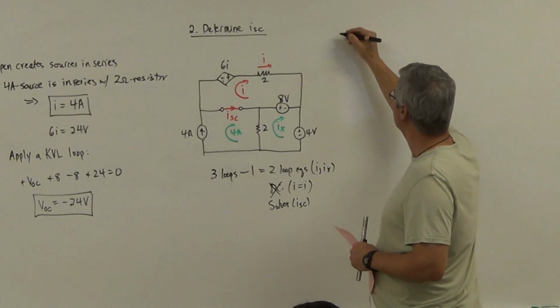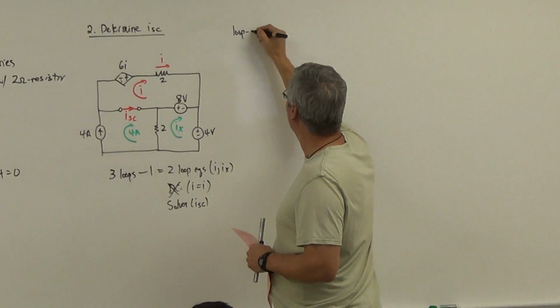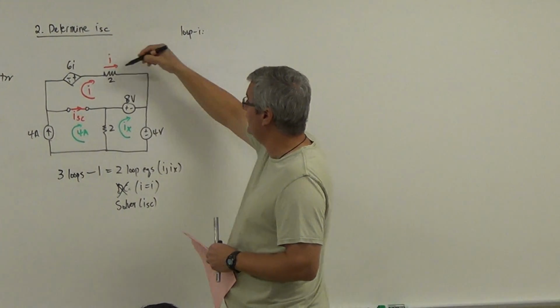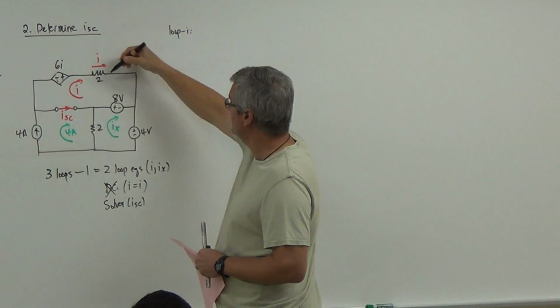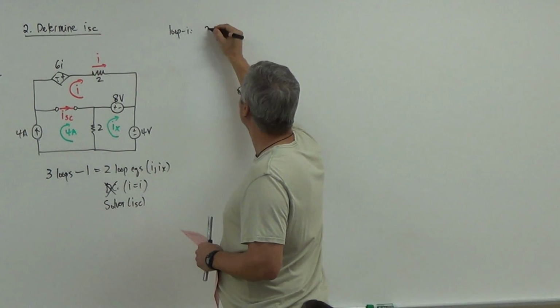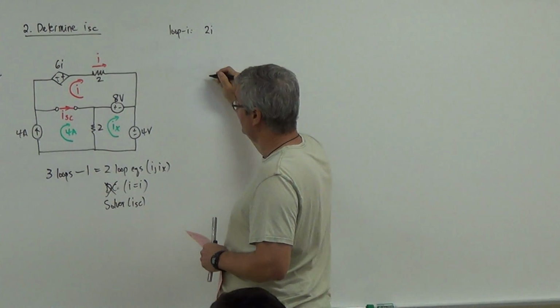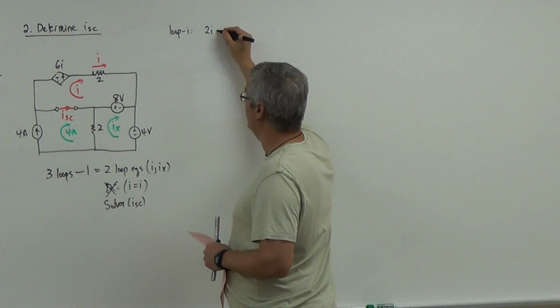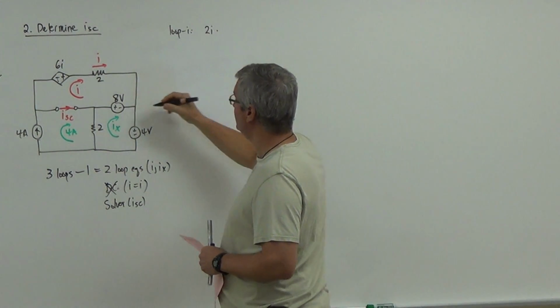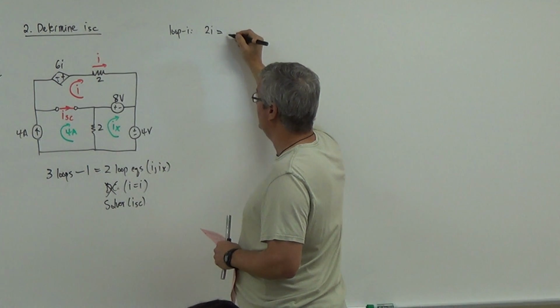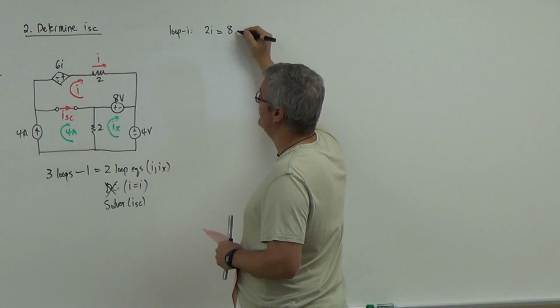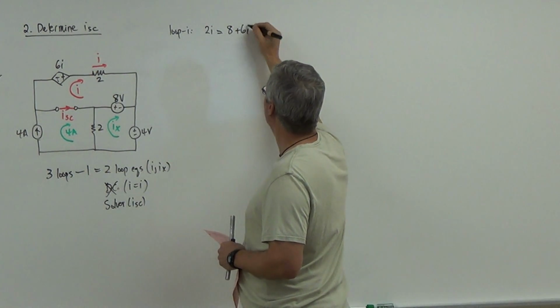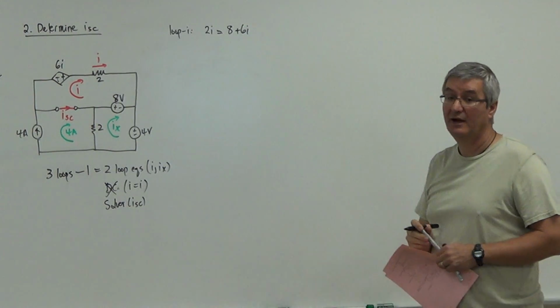If I look at loop I here, I got one resistor, so I got 2I. And then I come around, I got minus 8, and then I'm going to get minus 6I. And look at that, I know what I is right away.